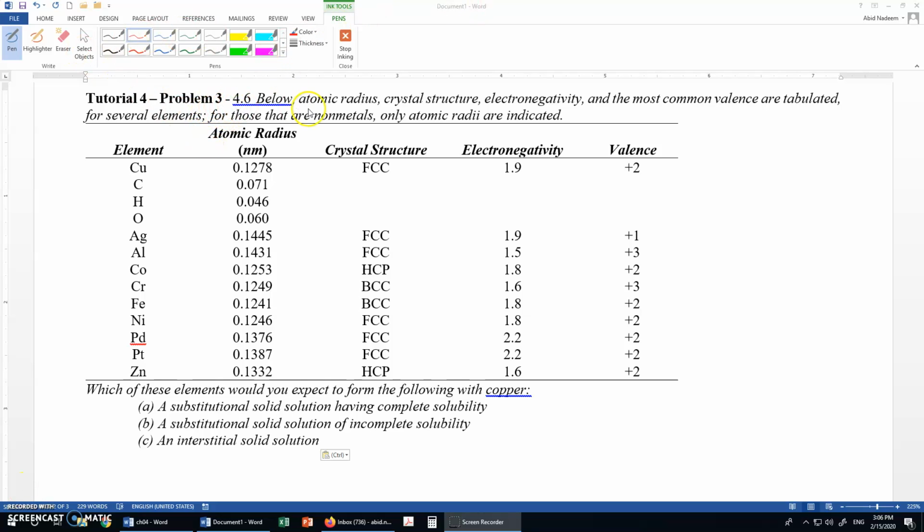Problem 3. Below, atomic radius, crystal structure, electronegativity, and the most common valence are tabulated for several elements. For those that are non-metals, only atomic radii are indicated. So this is the data which has been given to us.